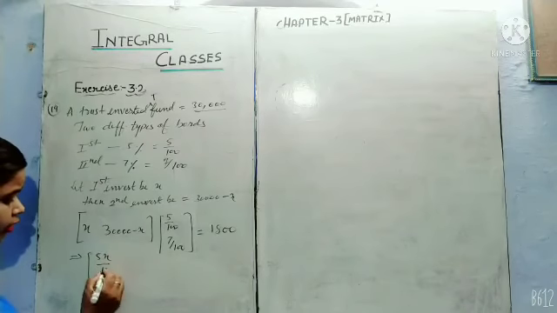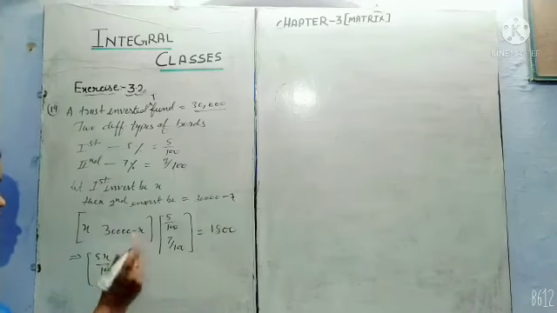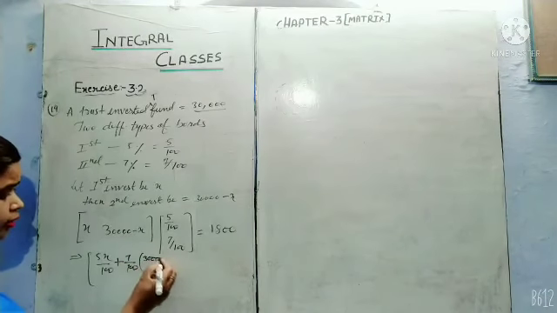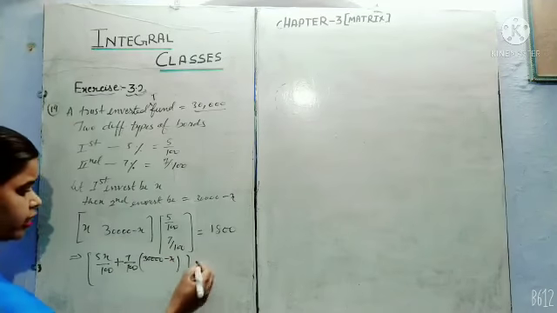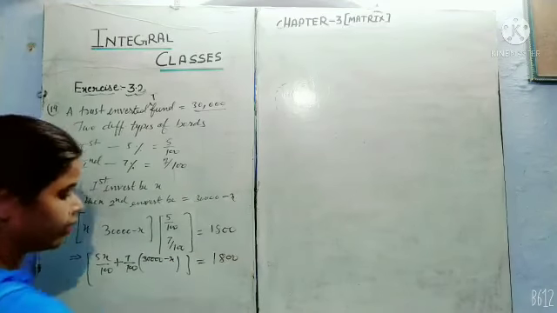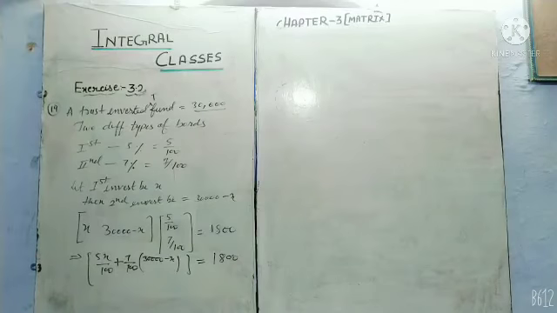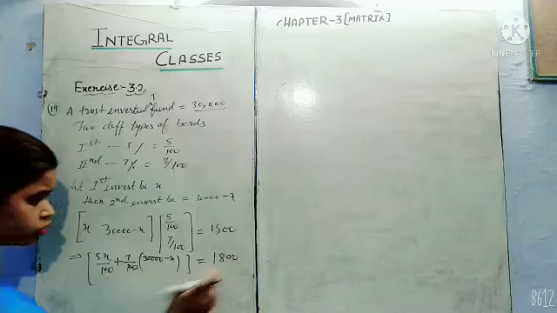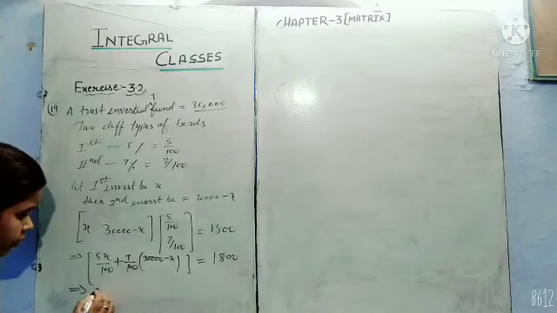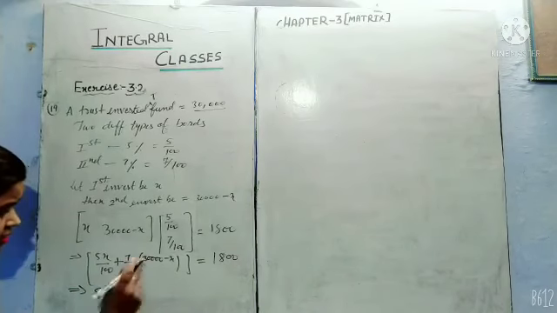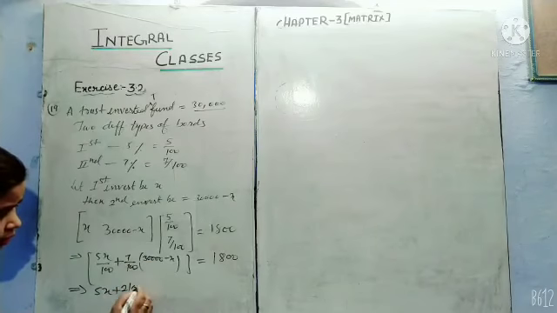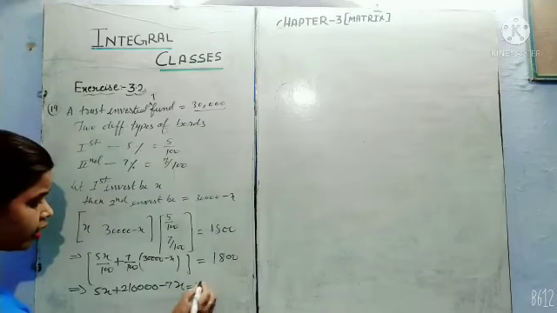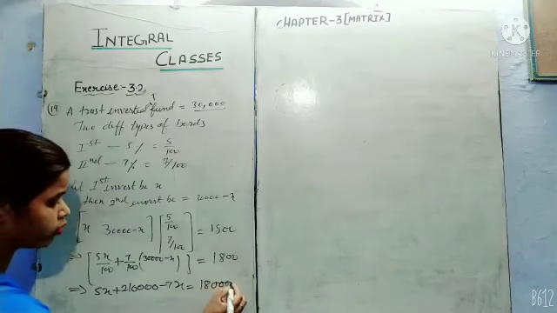5x upon 100 plus 7 upon 100, 30,000 minus x equal to 1800. Now we will take LCM 100 and it goes to the other side. Then 5x plus 7 times 3 is 21, 40 minus 7x equal to, here also 40.